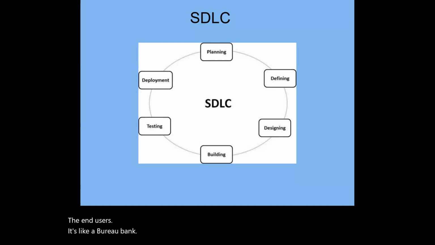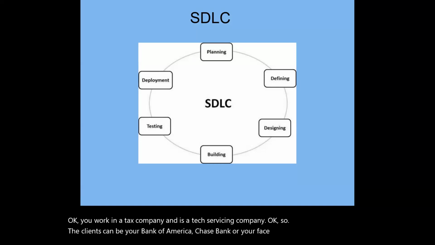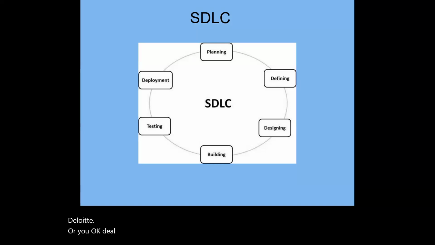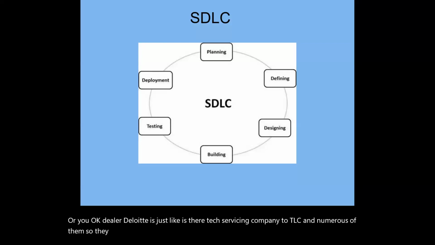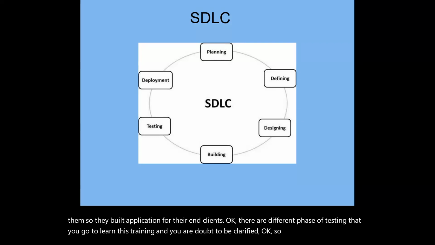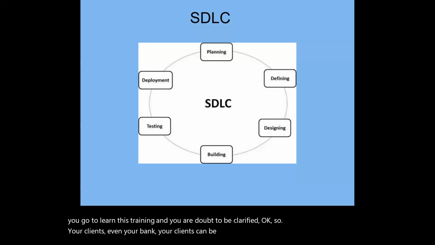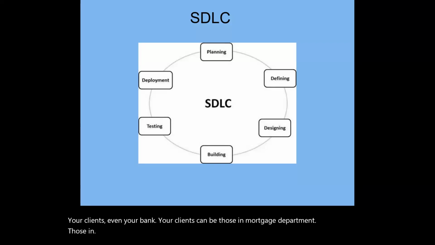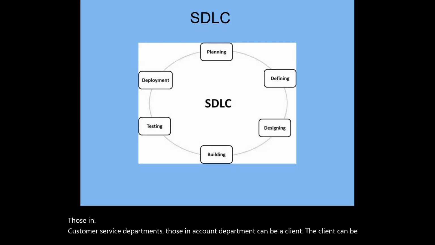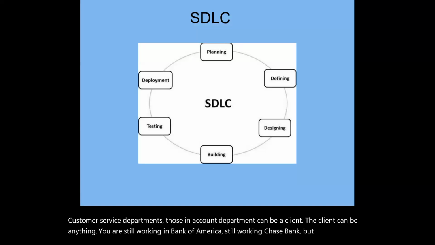You're working in a tech company, a tech servicing company. So the clients can be your Bank of America, Chase Bank, or your Facebook. Your client can be Deloitte, or you're working in Deloitte. Deloitte is a tech servicing company too, TLC, and numerous others. So they build applications for their end clients. There are different phases of testing that you're going to learn in this training, and your doubt will be clarified. Even in the bank, your clients can be those in mortgage departments, those in customer service departments, those in account departments. The client can be anything. You are still working in Bank of America, still working in Chase Bank, but they also can be called your clients.